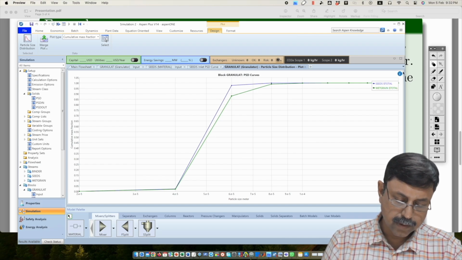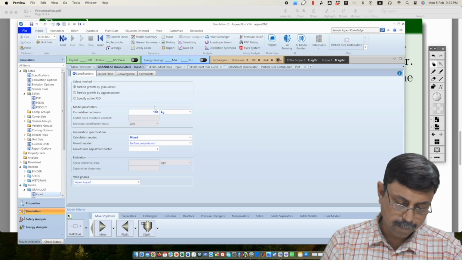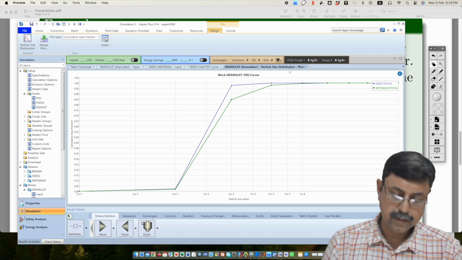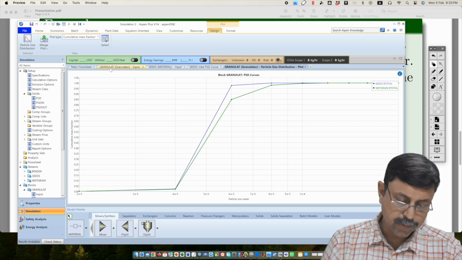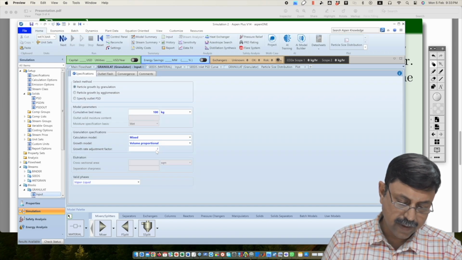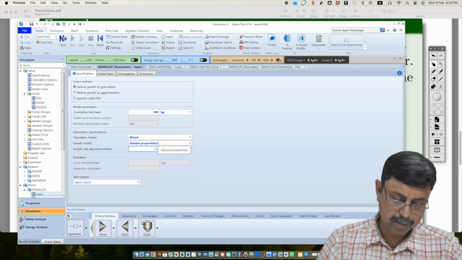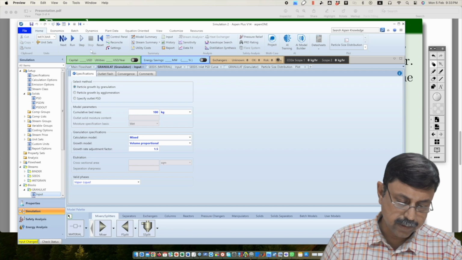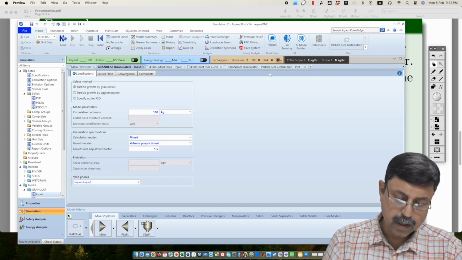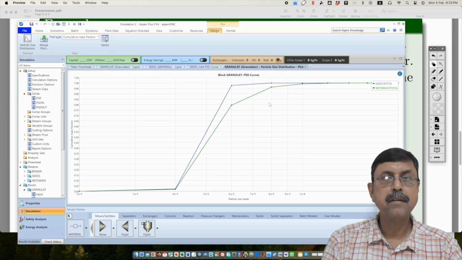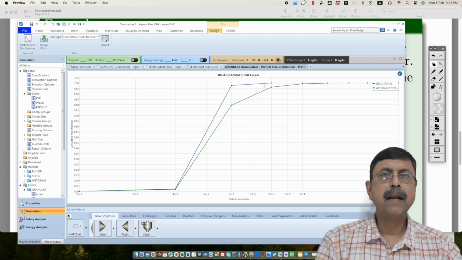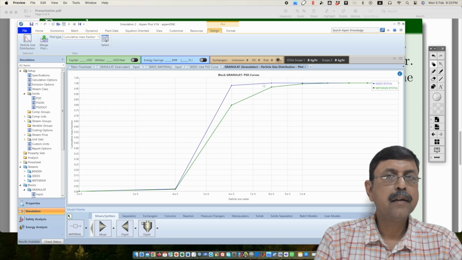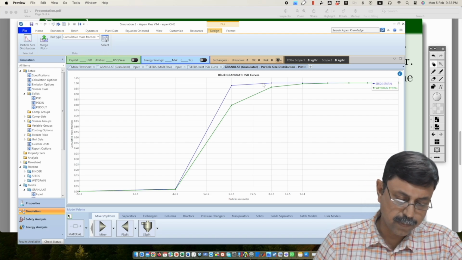Okay, and if you use the volume proportional model, it is higher. If you use adjustment factor, say 1.5, and run it once again for volumetric proportional, you will find still higher. Okay, so you can play around with these numbers. Obviously, it should be logical. Then you will get to know how the granulator performs.